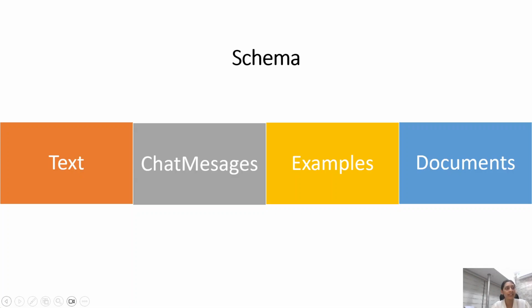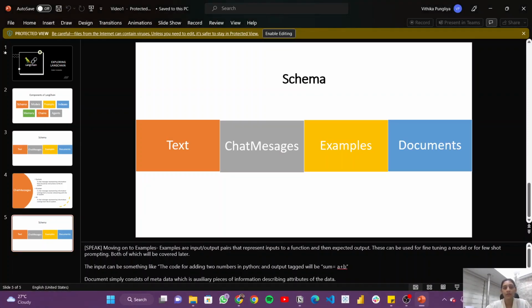Documents simply consist of the metadata, which is the auxiliary pieces of information describing the attributes of the data. So basically a document is going to contain the metadata for the actual data. And I will be showing you an example of this document when we code. Okay, so now let's move on to the coding section.